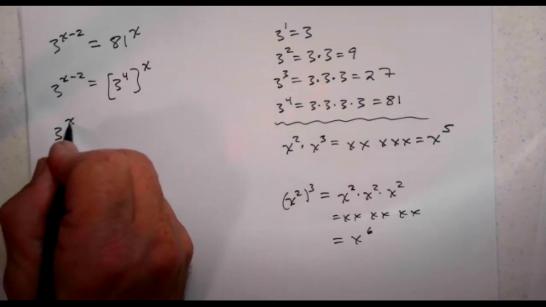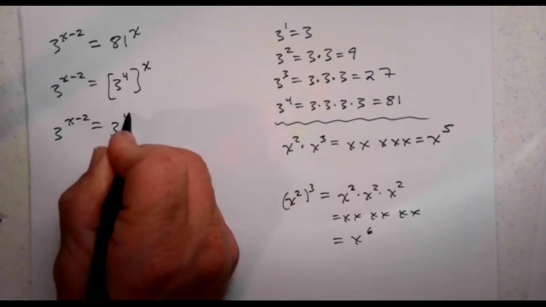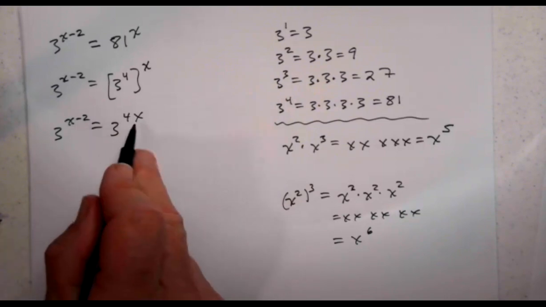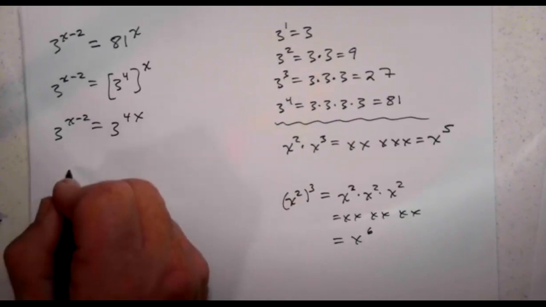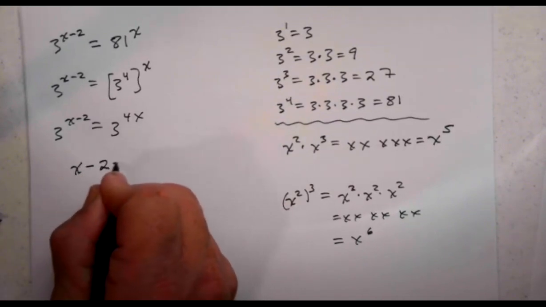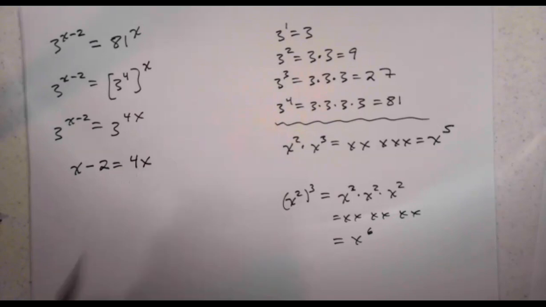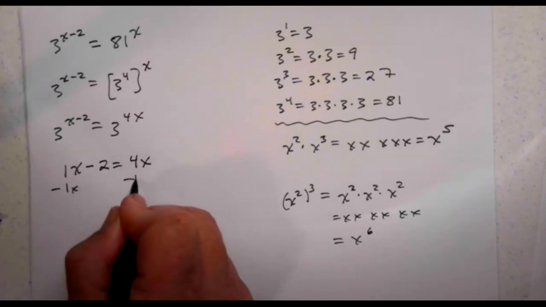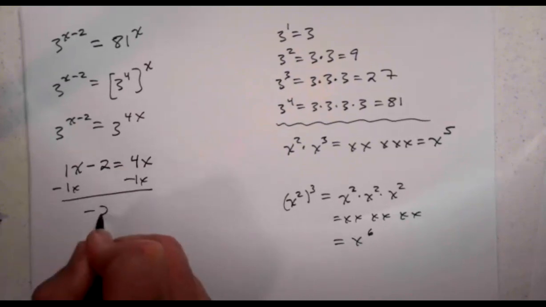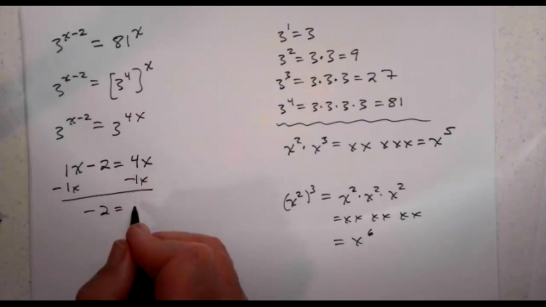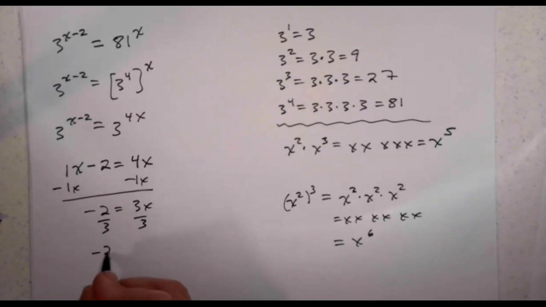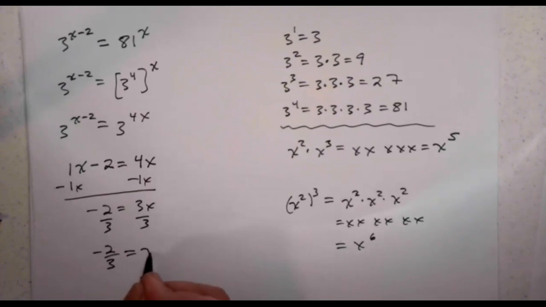We're going to take 3 to the x minus 2 equals 3 to the 4x. So if this is the case, then 3 to the something equals 3 to the something. The two somethings must be the same. X minus 2 must equal 4x. So let me go ahead and subtract 1x from both sides. And I get negative 2 is 4x minus 1x is 3x, and we'll divide by 3. And we get negative 2/3 is x.